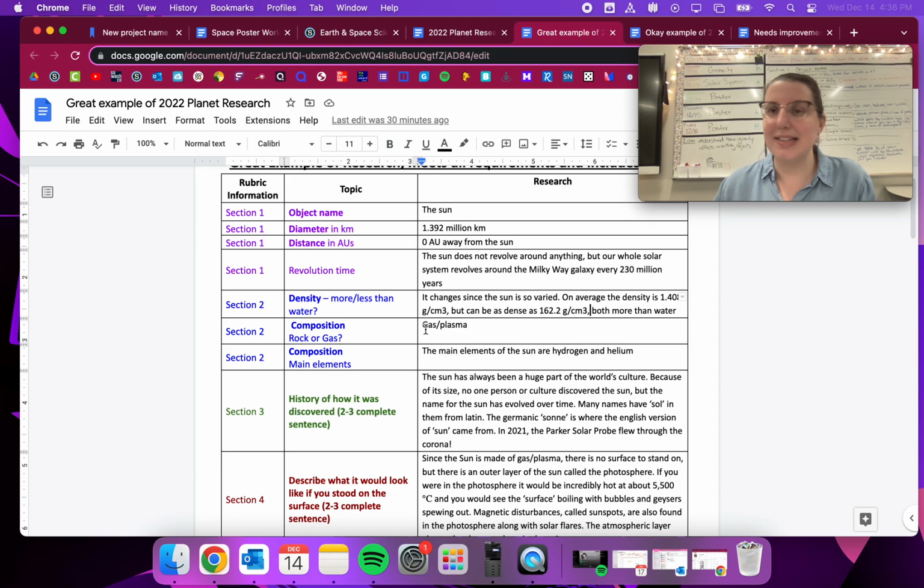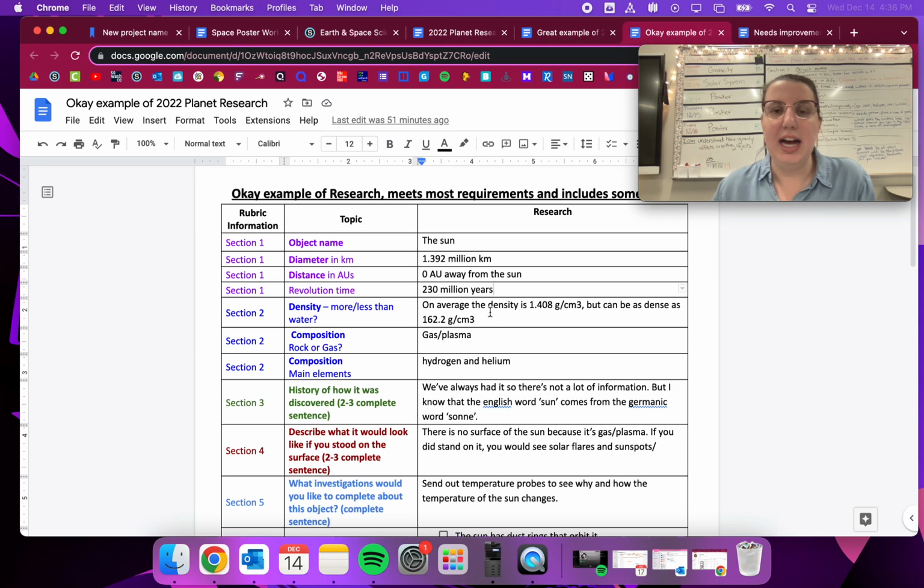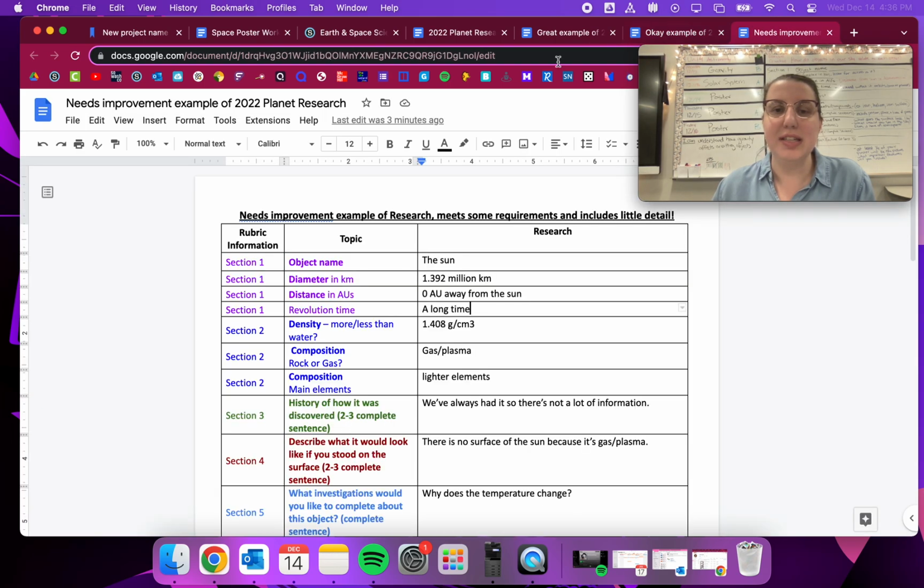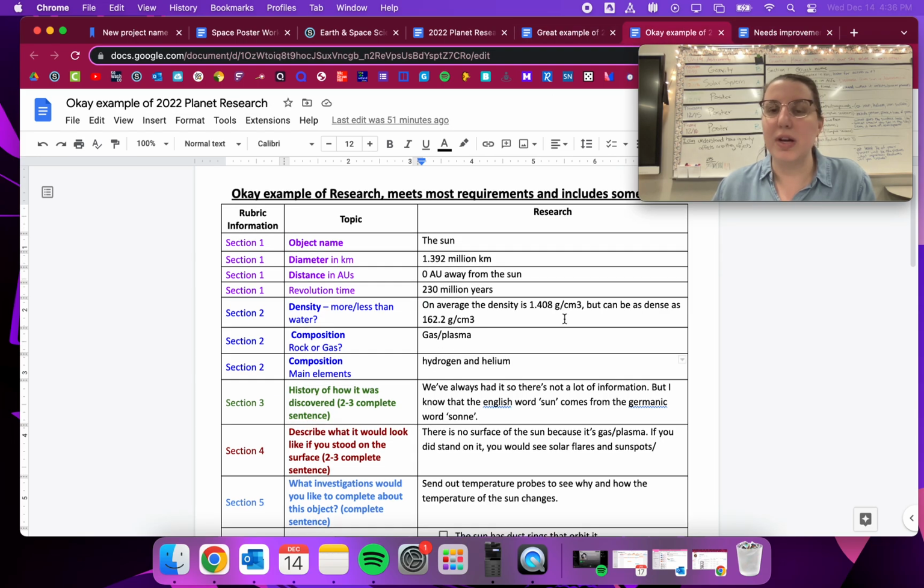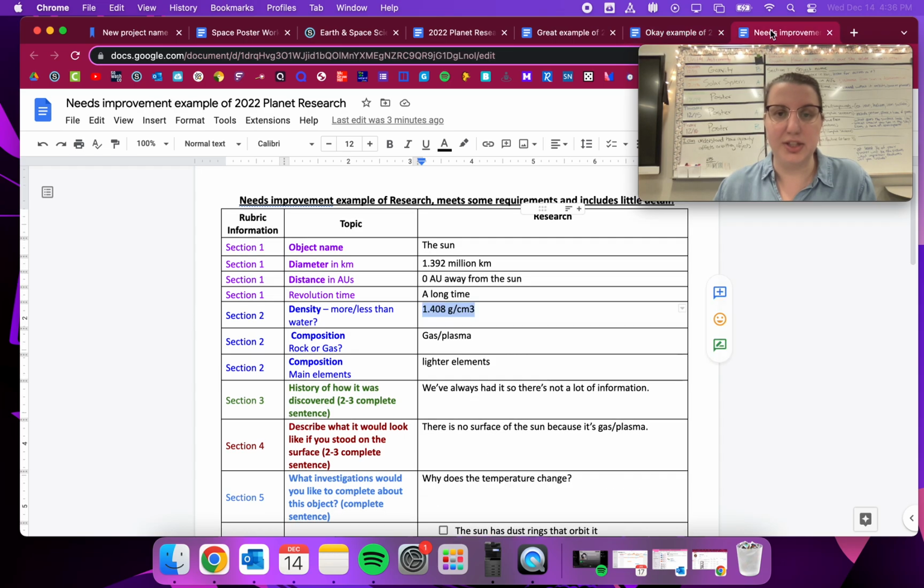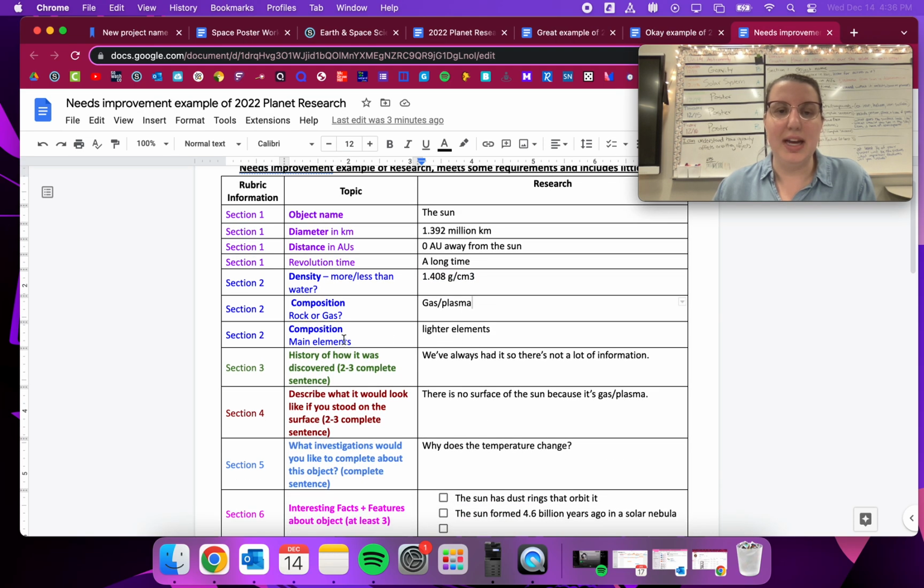For rock versus gas, you just had to put rock or gas. And for composition main elements, I tell you what the main elements are. For an okay example, I have what the density is, but I don't have whether it's more or less than water, so you want to make sure to include that. Then again, gas, and then hydrogen and helium. I just don't have it in a full sentence. And then for needs improvement, I just have one of the densities. You'll notice in these other ones, I actually have 2 because it required a little extra detail. Gas, plasma, and then for main elements, I just put lighter elements instead of specifying hydrogen and helium.